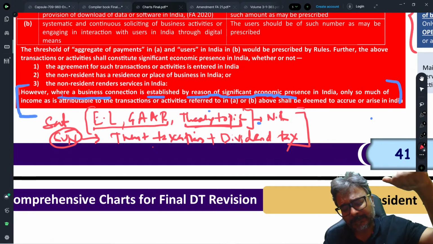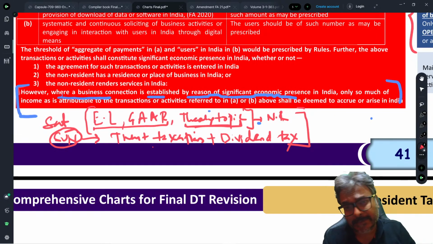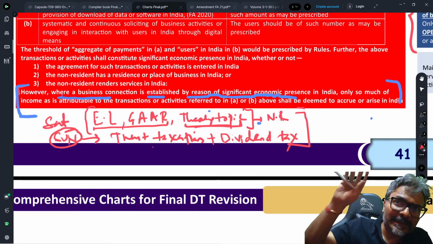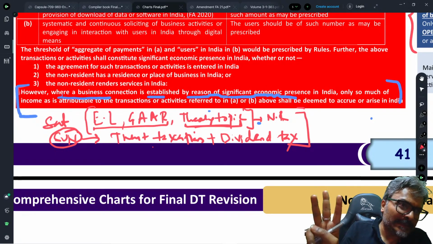After that, MAT and the other TDS, TCS would be on the next Saturday and Sunday. Next Saturday and Sunday would be MAT, thereafter the alternate tax regime, and thereafter TDS and TCS. That would be on the next Saturday and Sunday.